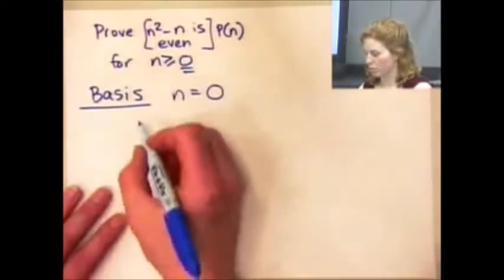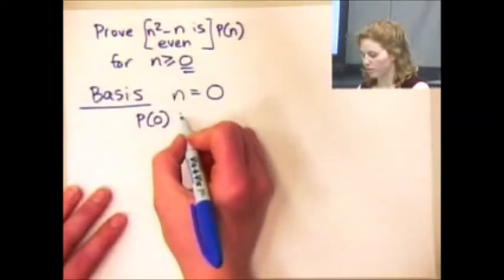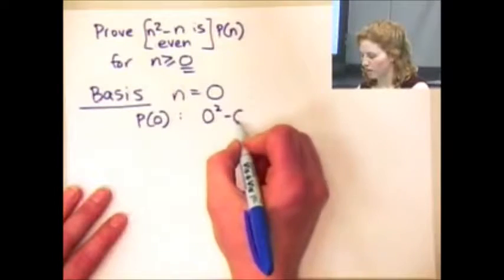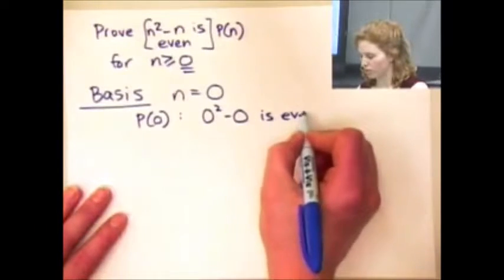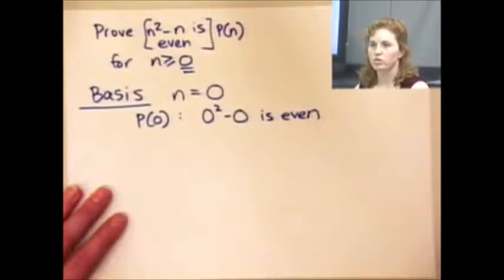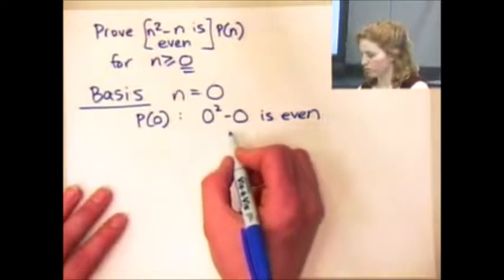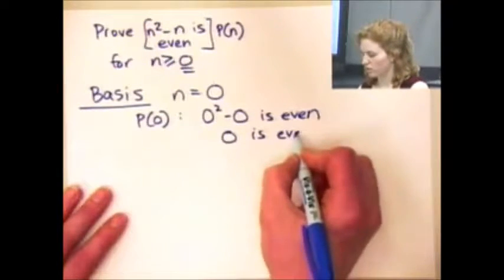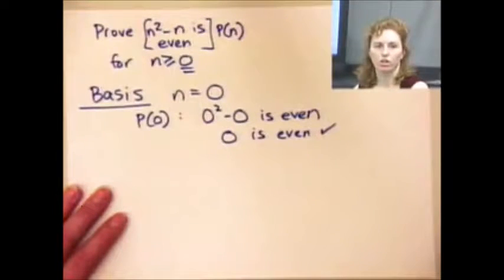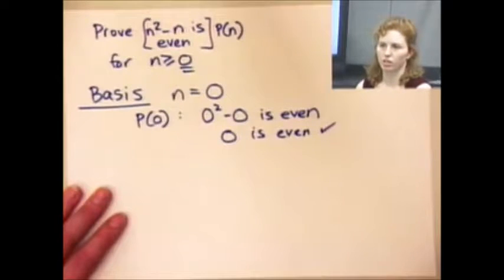Okay, so I need to prove p of 0, right, which is 0 squared minus 0 is even. I need to prove that that statement is true. 0 squared minus 0 is 0. And so 0 is even is a true statement, and I'll check it off. If it's something you can look at and think, yes, that's true, you can check it off.